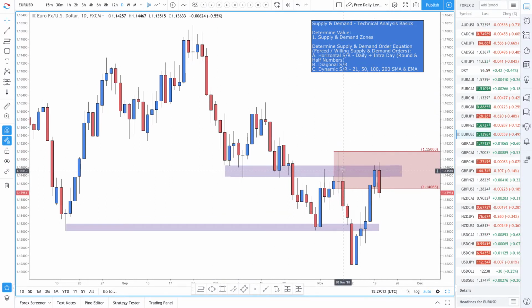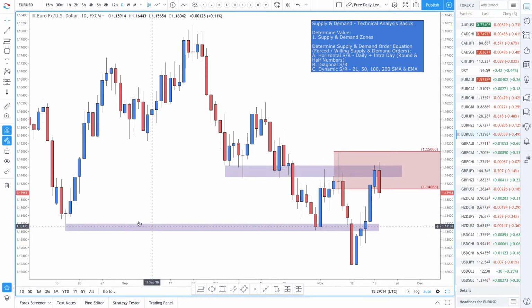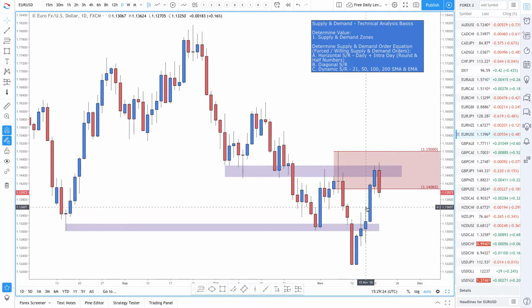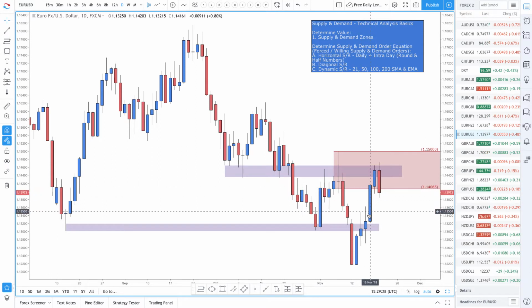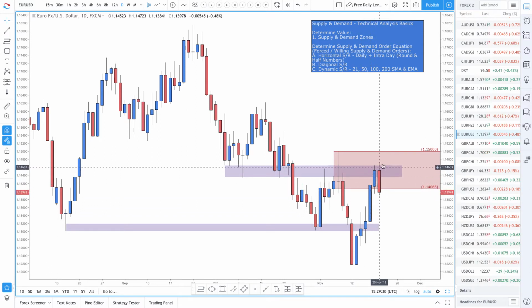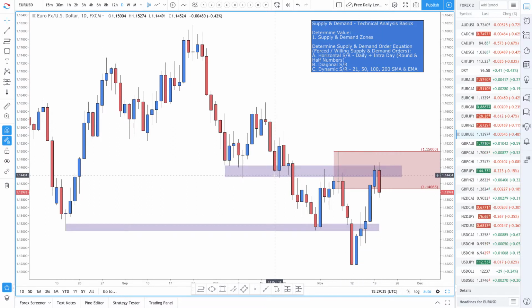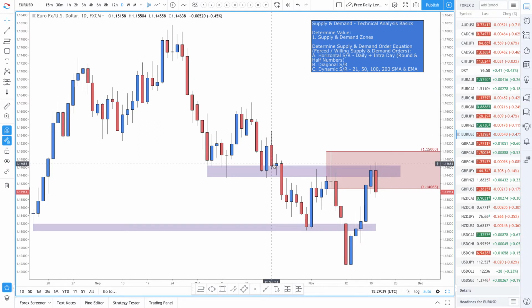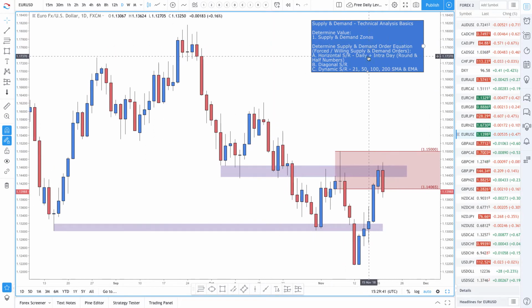So we knew that this area of support turned resistance wasn't the best place to buy. I expected prices to take a few traders and stop traders out, and continue going higher. Now, this was always going to be the best place to sell. So once prices came up into this area, this is where I was stalking, applying the supply and demand order equation.